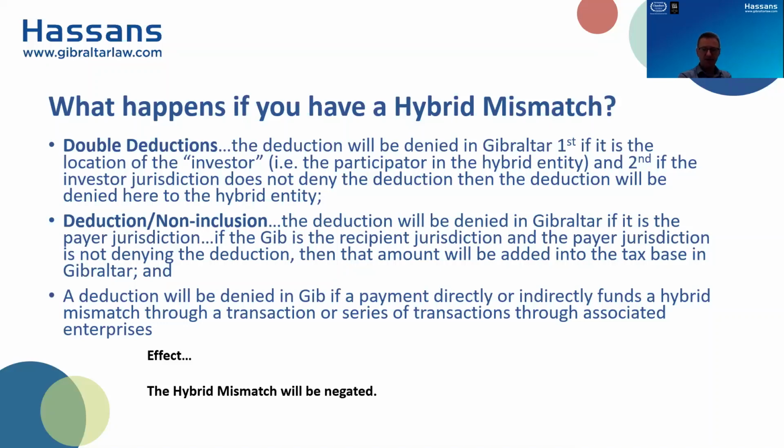A deduction will be denied in Gibraltar if a payment directly or indirectly funds a hybrid mismatch through a transaction or series of transactions through associated enterprises. So that's like a catch-all to stop the clever lawyers and the clever accountants structuring around this. If you use a payment and that then goes into a system that results in a mismatch somewhere else, and it's directly or indirectly funding that system, then you yourself in Gibraltar will be denied a deduction. Ultimately, the effect is that the hybrid mismatch will be negated. That is the entire aim of this very complex provision.